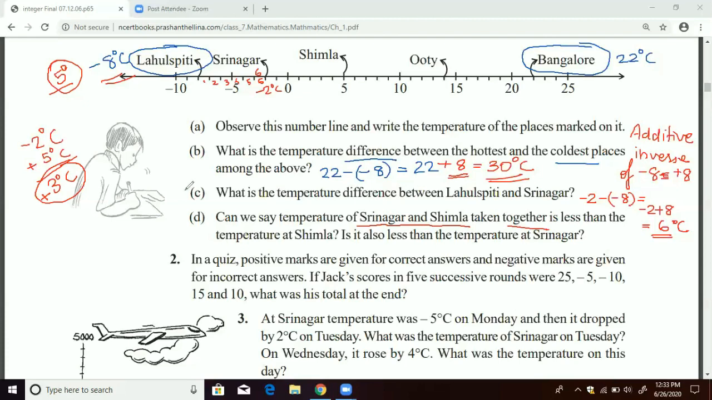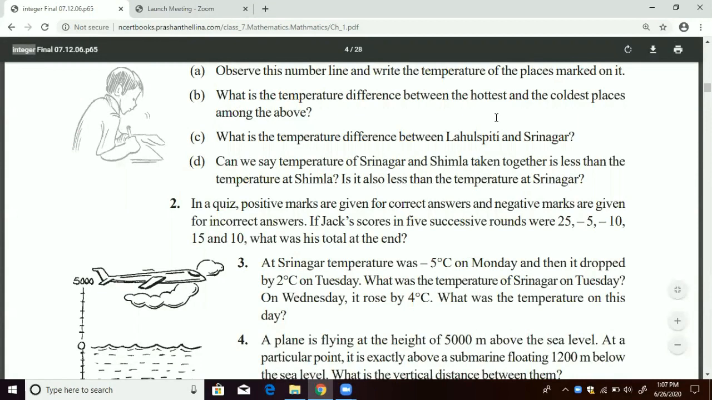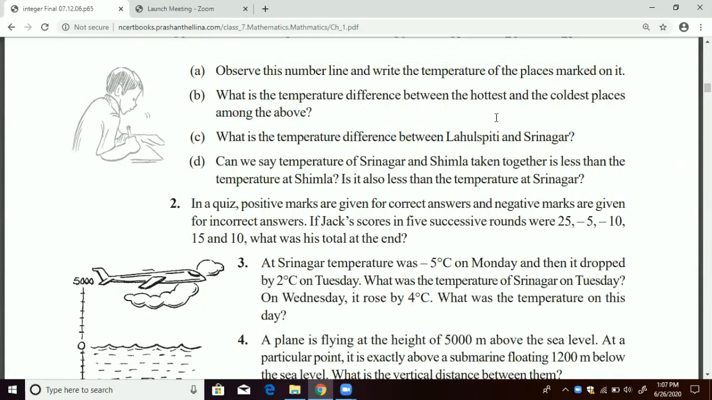So which is greater? This 5 degrees Celsius is greater. That is, Shimla's temperature is greater, because Srinagar has a lower temperature than the temperature which we have taken together. Okay, so that is the answer of question D. Now let's discuss the second question.